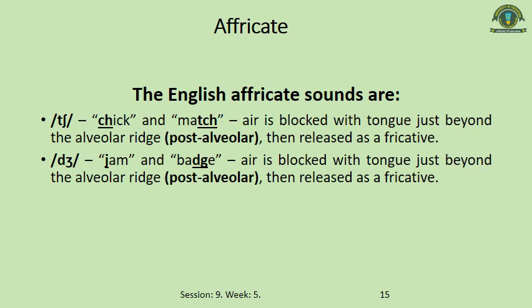Affricate, yes. And affricate is made how? With the blend of stop and fricative sound. The sounds are ch and j. But first we are talking about ch. The words which are helping us to understand these sounds are chick and match. Air is blocked with the tongue just beyond the alveolar ridge, then released as a fricative. This is what happens when we produce the sound j.